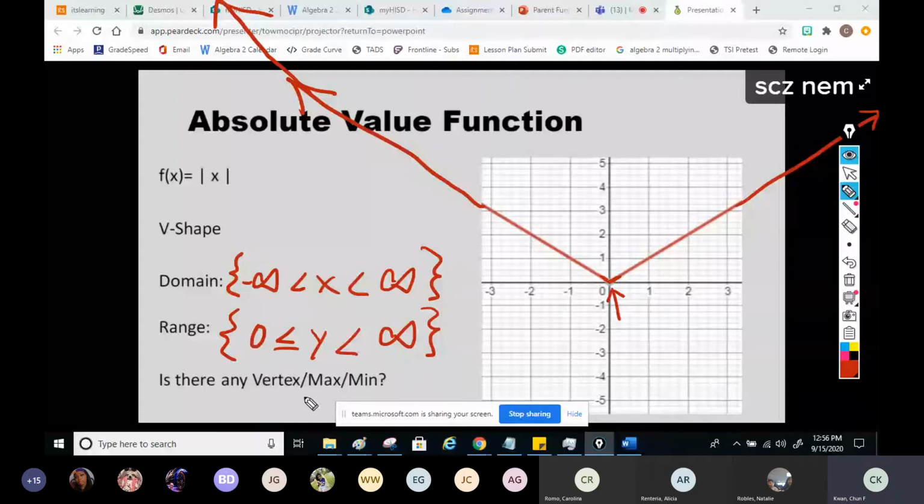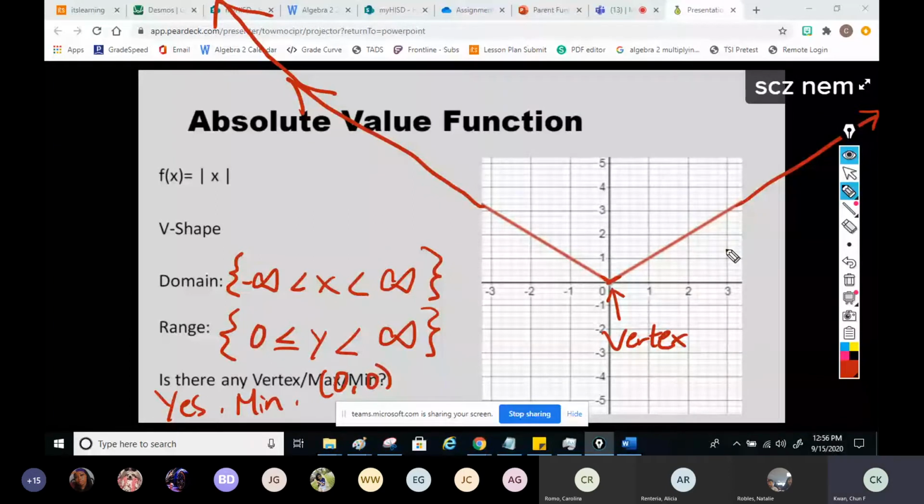All right, so is there any vertex? Do you see a tip? So yeah, this is a tip right here. So this is your vertex. And this vertex is pointing down. If it is pointing down, that means you have a minimum. And then the location of the vertex is going to be 0, 0 at the origin, okay? At this point, this is 0, 0 at the origin.